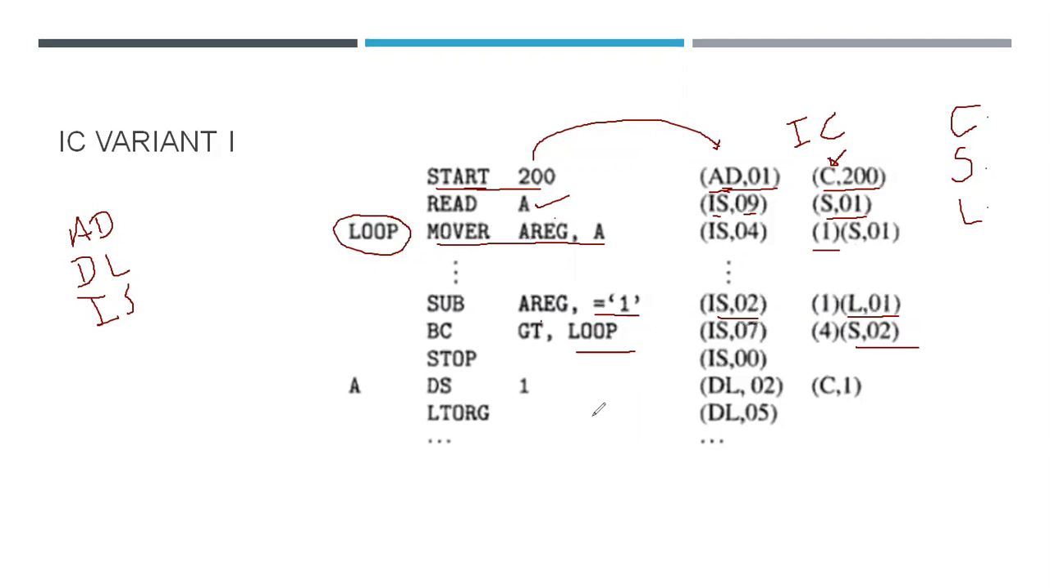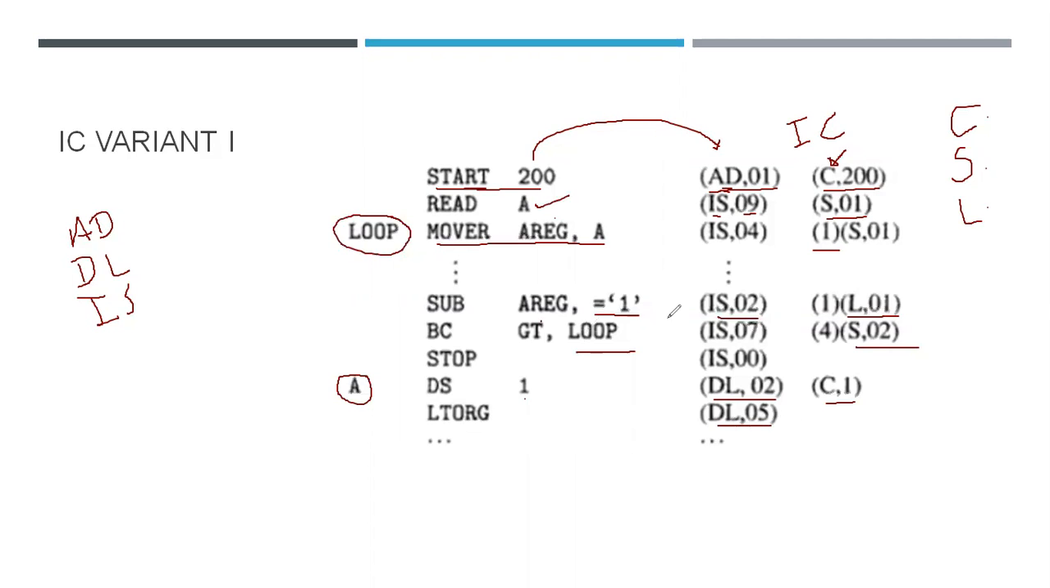STOP is IS 00. For A DS 1, the symbol A was already entered into the symbol table. This A DS 1 will generate the IC as DL. Declarative statement 02 stands for DS, 01 stands for DC. Here the storage means the constant will come, that's why C, 01. LTORG is literal origin, which is again a similar declarative statement, at 505. So we have DL 1, 2, 3, 4, 5.